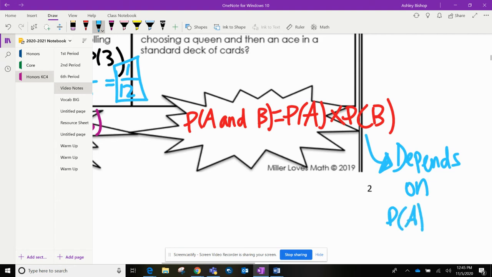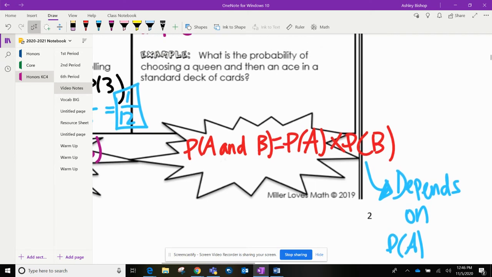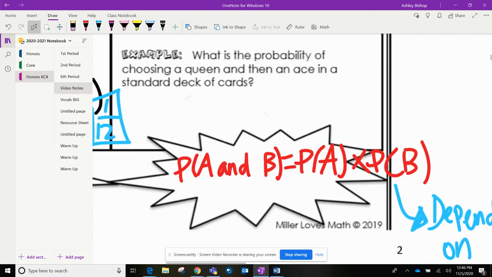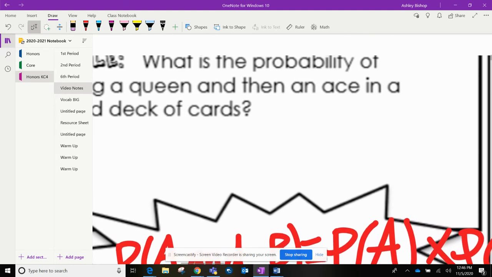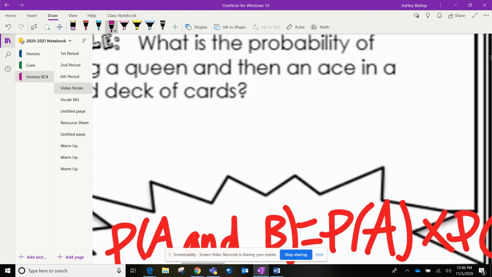So what happens, the probability of your second event will completely depend on what happened in your first event. And that'll be really, really clear when it comes to our examples. And so let's read this example right here. What is the probability of choosing a queen and then an ace in a standard deck of cards? And in this question, we need to add something here. We want to add at the end, without replacement. And I will explain that.